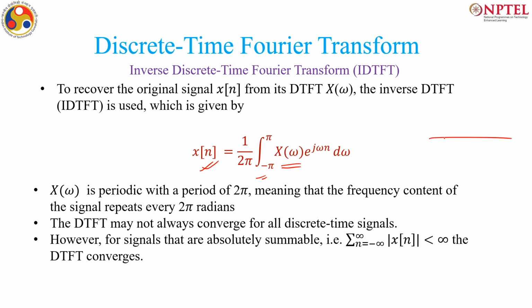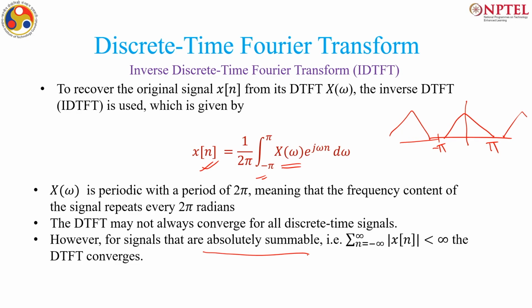As I said, here we are just considering the fundamental period from negative pi to pi, but this will be basically repeating itself. Now, the next question is, for all signals do we get the DTFT? If the signals are not converging, or in other words if they are not absolutely summable, it is difficult to get the DTFT. For signals that are absolutely summable, that is where the DTFT will converge, we can get the signal's spectra.